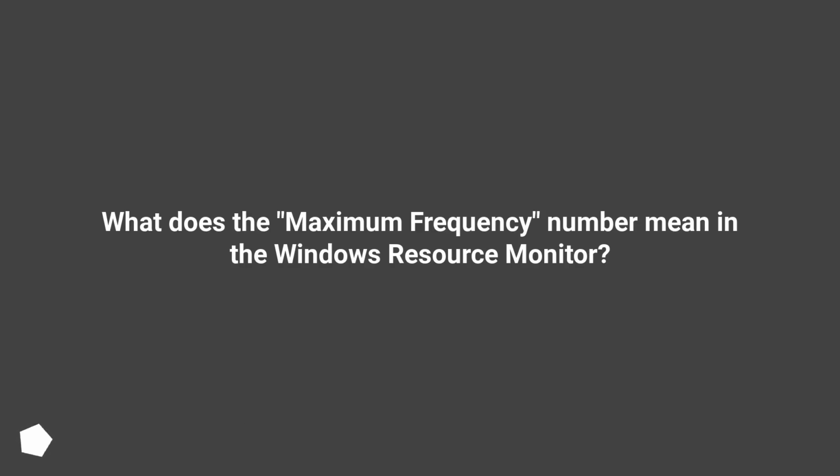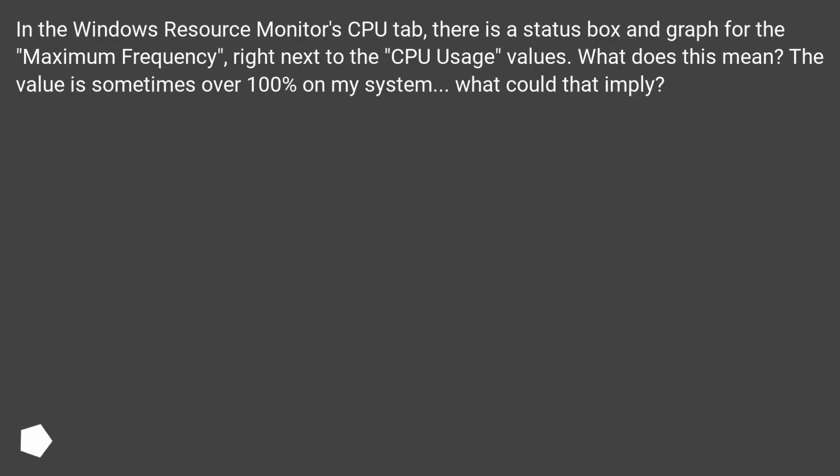What does the maximum frequency number mean in the Windows Resource Monitor? In the Windows Resource Monitor's CPU tab, there is a status box and graph for the maximum frequency, right next to the CPU usage values. What does this mean? The value is sometimes over 100% on my system. What could that imply?